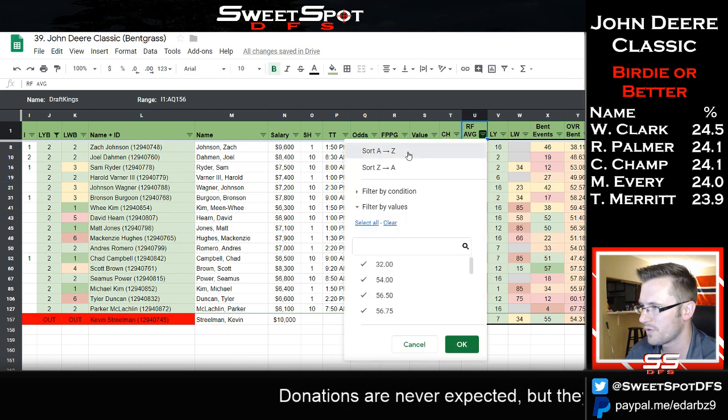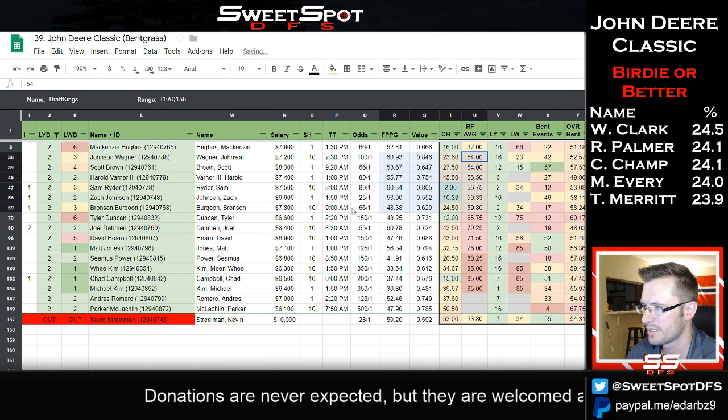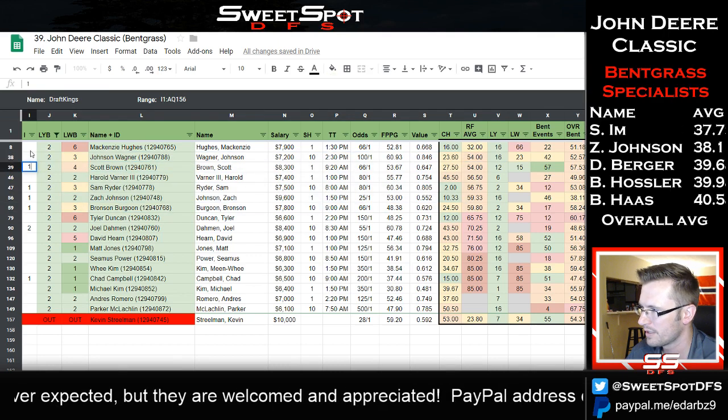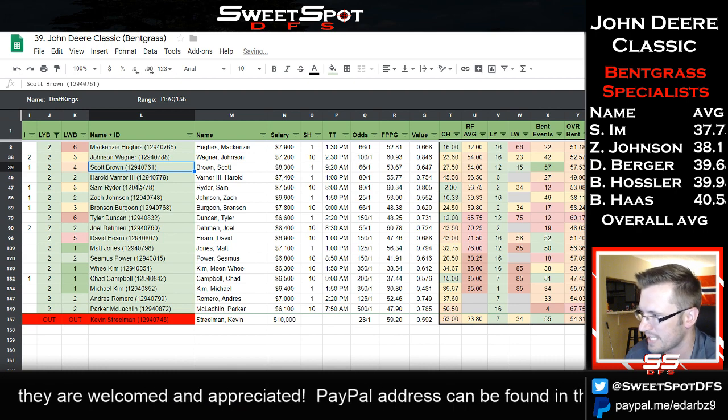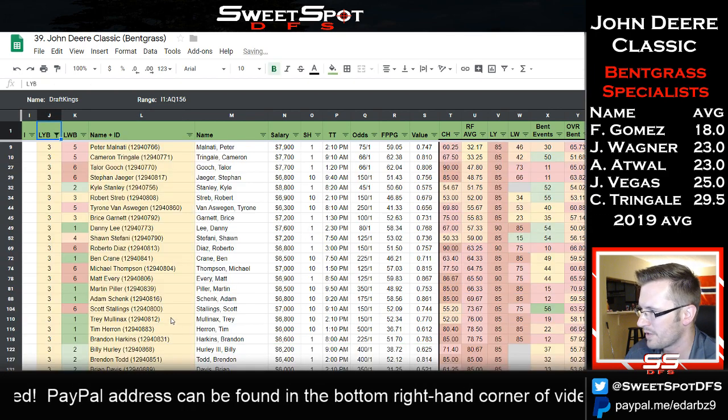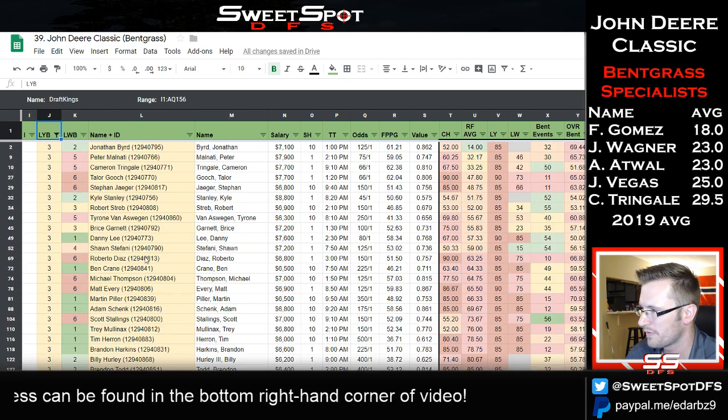Let's look at the recent form. This is a good chunk to look at. There's Scott Brown and Johnson Wagner. Okay. I basically liked everyone in that. Let's just move on without getting too carried away. Got a few golfers in this bucket as well.